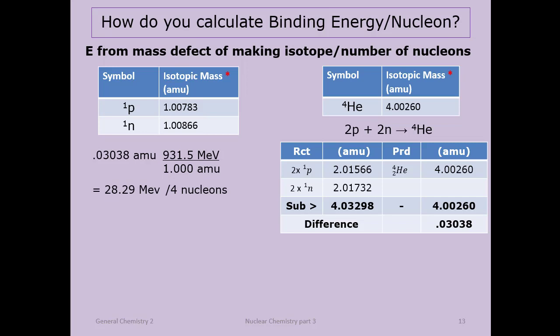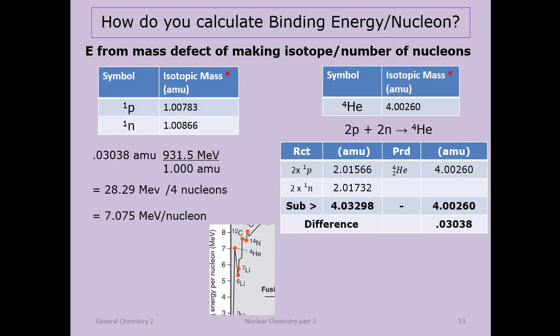But if you divide it by the total number of nucleons, then you end up with 7.075 mega electron volts per nucleon. And remember, when we go back to that binding energy curve, helium-4 shows up right here according to our calculations at about 7, slightly above 7 mega electron volts per nucleon.